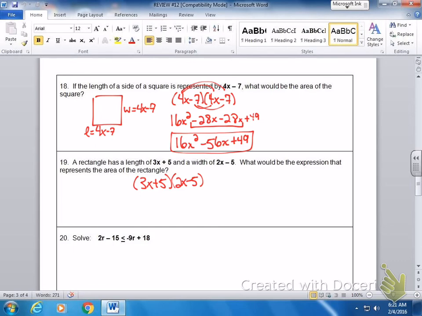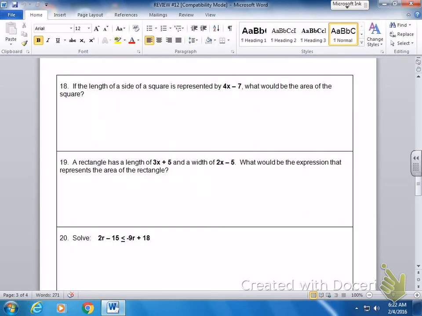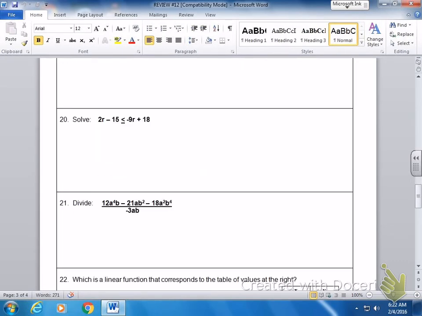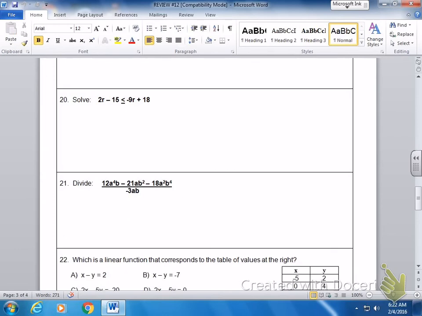Now, there are a few review questions on this test. I hope we've been working on them on the homework. We did one a lot like number 20 in a board work. Remember, it's just solve for R. I'm going to get you started on this one.